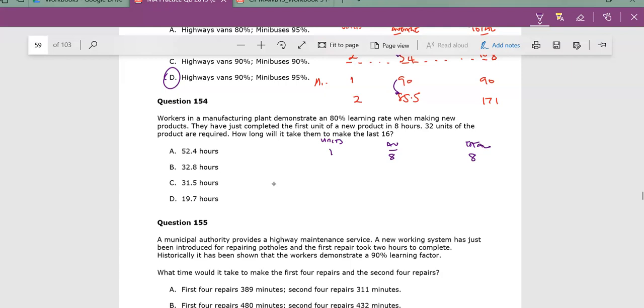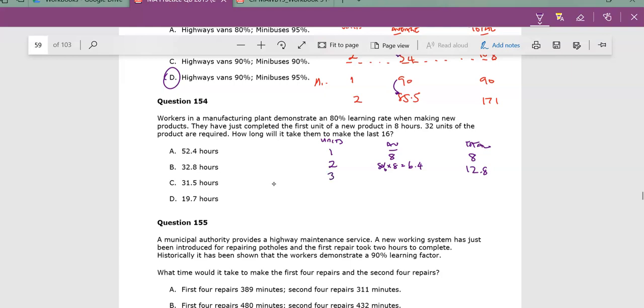So it gives us the learning rate of 80%. So that means the average for 2 units is 80% of 8 hours, which is 6.4. And so therefore the average is 6.4, but the total to make 2 units is 2 times 6.4, which is 12.8. Technically, I can find the time it took to make the second unit, because if it took 8 hours to make the first unit, it must have taken 4.8 hours to make the second unit. That's why the average is 6.4.